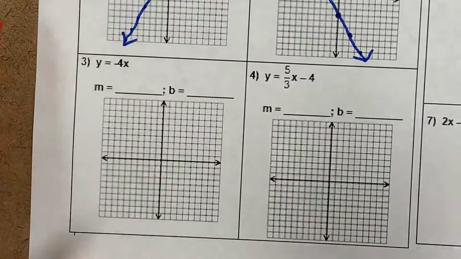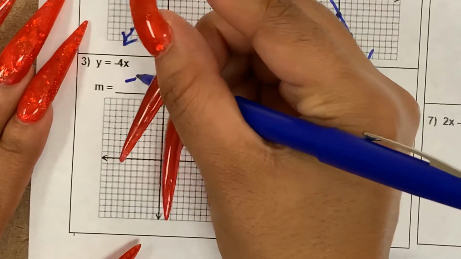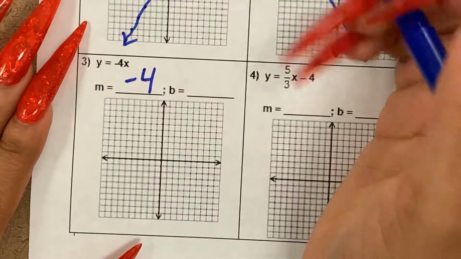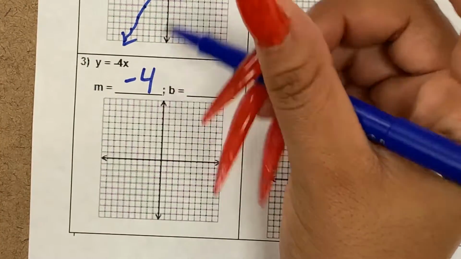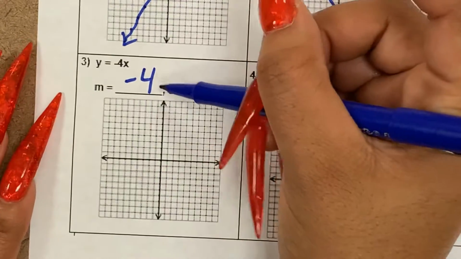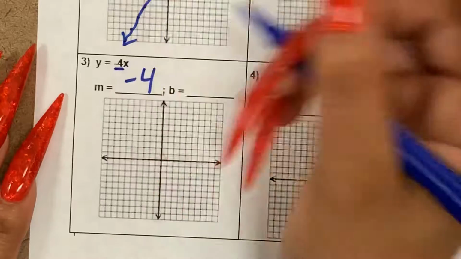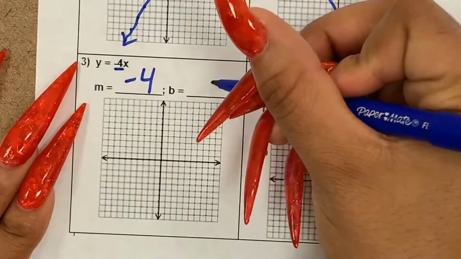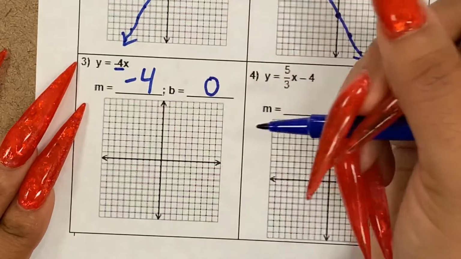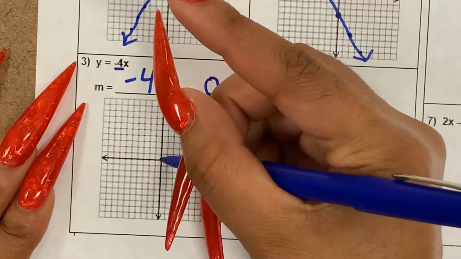All right, number 3. My slope, the coefficient in front of the x, is -4. Now, whenever you do your slope, make sure you just use the coefficient. Do not put an x next to your slope. The slope is just the coefficient, not the actual x. Okay, here I do not have a b value, so I put 0. So I'm going to begin at 0 on the y-axis.